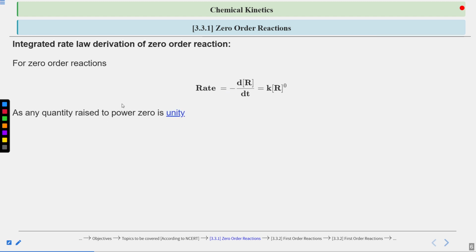As any quantity raised to the power 0 is unity, as I said, if any quantity has a power 0, its value is 1. So the rate will become minus dR by dt equals k times 1, because R to the power 0 will be 1. That means dR equals minus k dt. After interchanging the terms, the change of the concentration of the reactant is equal to minus k, the rate constant, multiplied by dt. You understand.